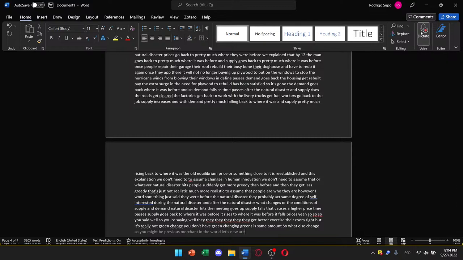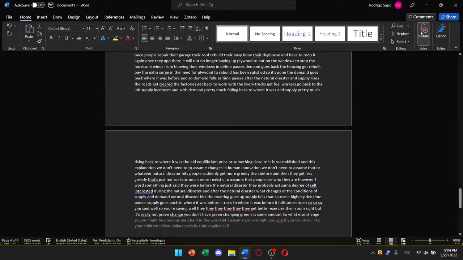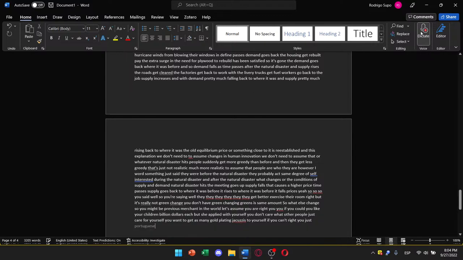You'd like to charge $1 billion for each sheet of plywood you sell. You don't care about other people, you just care about yourself. You want to get as many gold-plated jacuzzis for yourself as you can, right? Unfortunately, you can't force people to buy from you. So you've got to sell at $10 a piece.